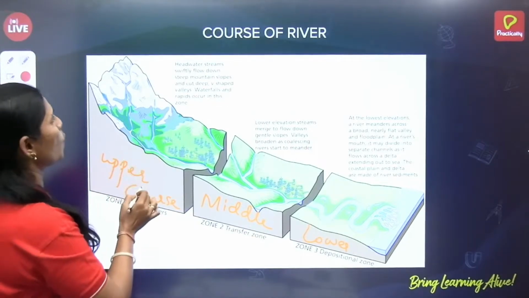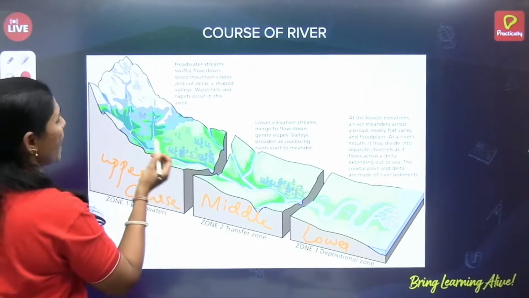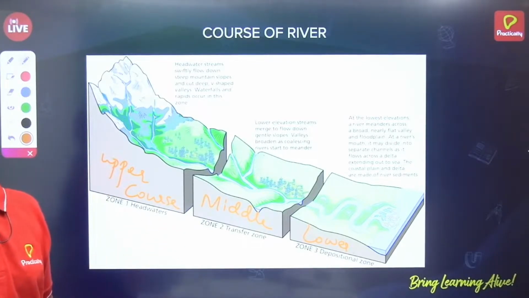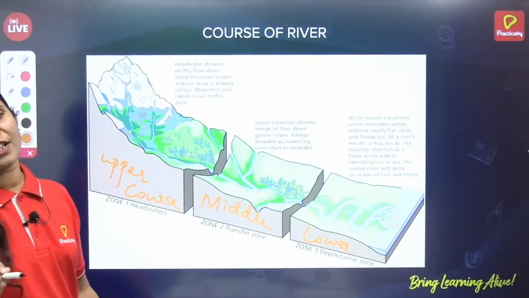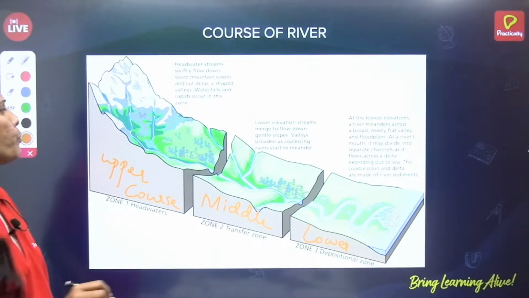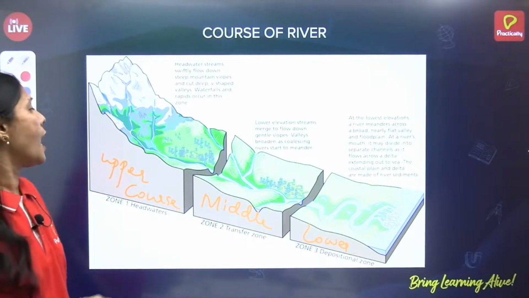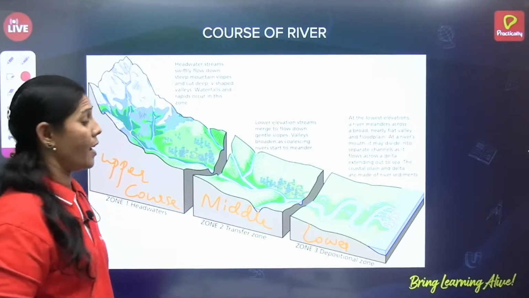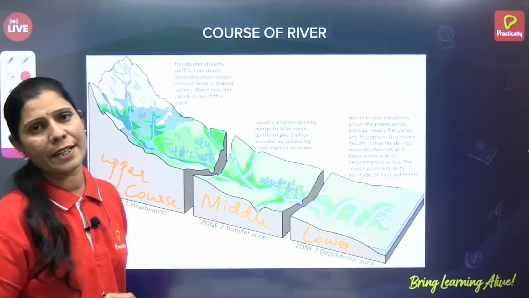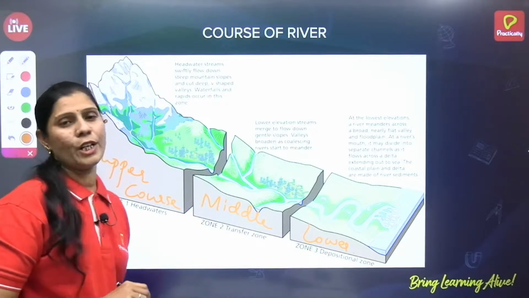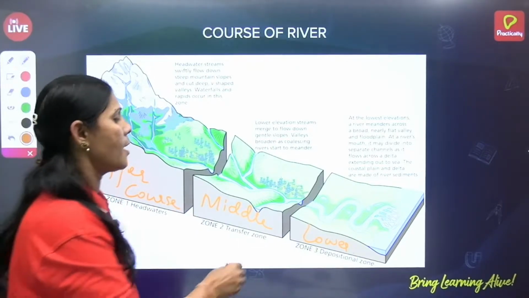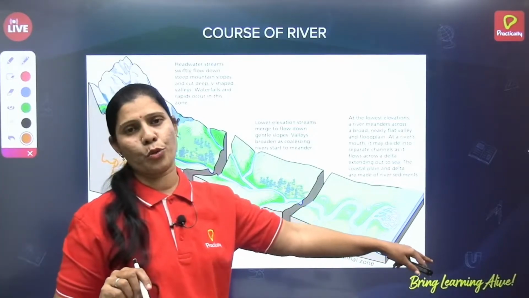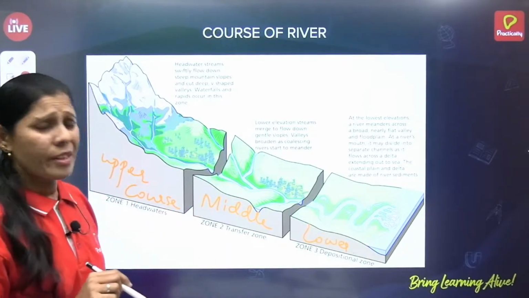Okay, so the upper course is where the river originates and it flows with high velocity. The speed of a river in the upper course will be more, as it is flowing in the higher lands. So when it comes to the gently sloping areas in the middle course, the speed of the river may get reduced. Whereas in the lower course, as we have discussed, deltas and estuaries are formed in these areas.